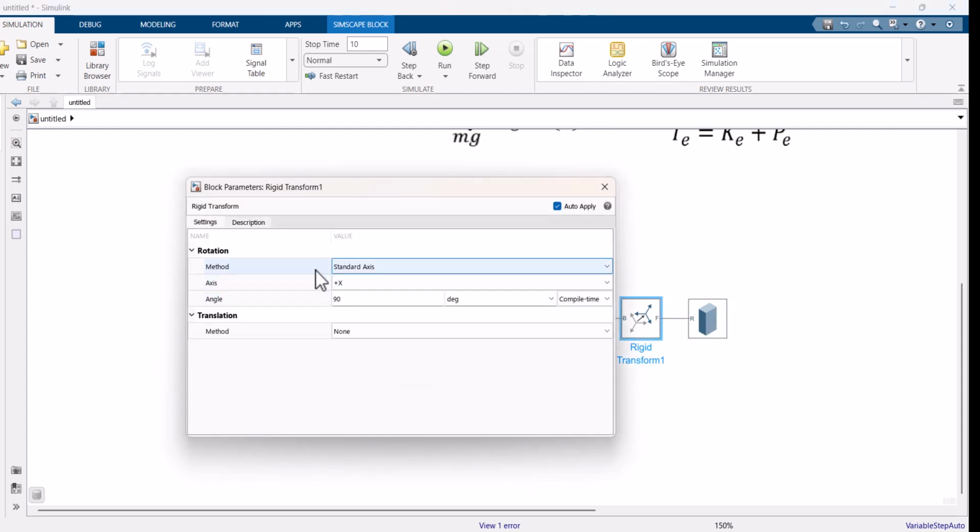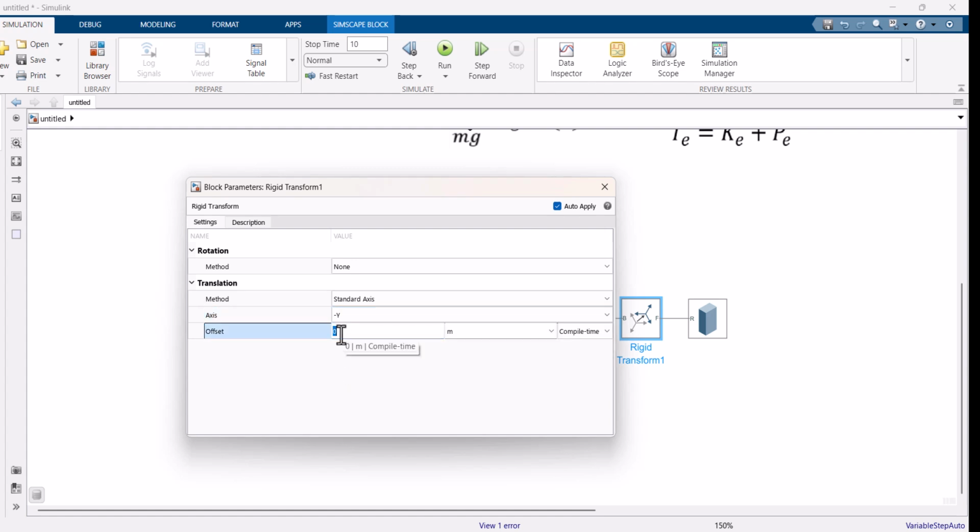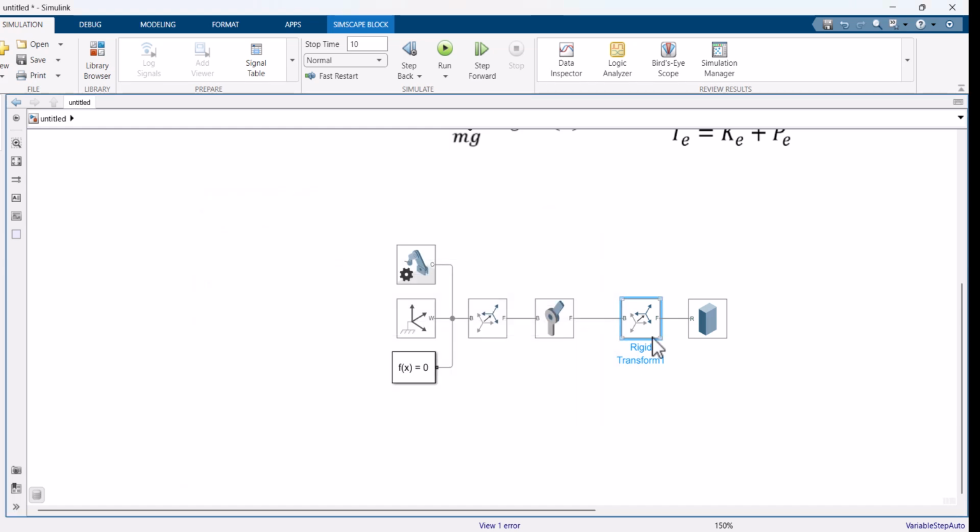And in this rigid transform, I don't need any rotation. I need a translation about the standard axis, which is x. You can choose plus y or minus y. I'm choosing minus y, and the offset will be L by 2. I have to move downwards by half the length of the rod. So the length of the rod was L, and the downward axis is the minus y axis, and that's why I've written minus L by 2 over here.